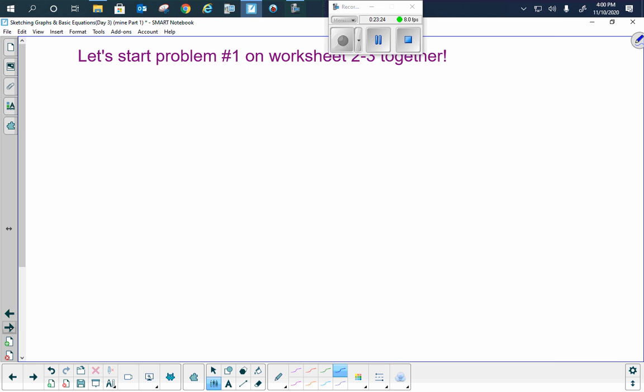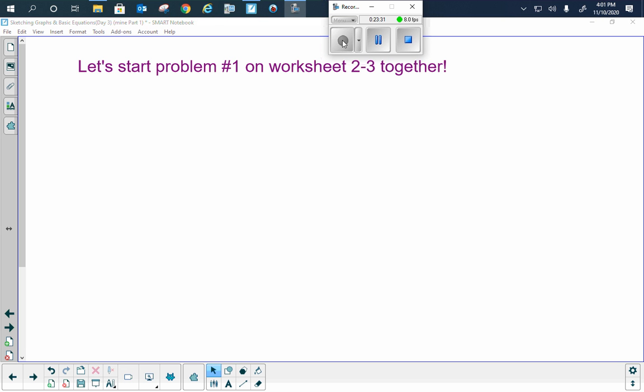All right, so there's really the end of the notes, but let's practice going through problem 1 on worksheet 2-3 together. Let's at least start that. If you want to grab worksheet 2-3, this is the problem, or maybe you just do it here in your notes and then you go back and redo it to make sure that you understand it yourself.